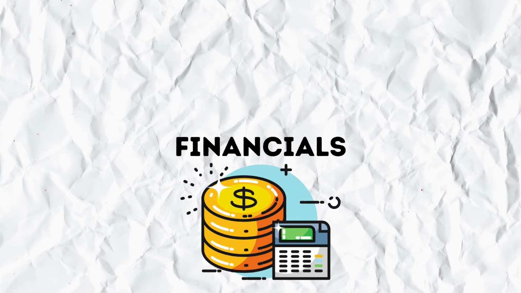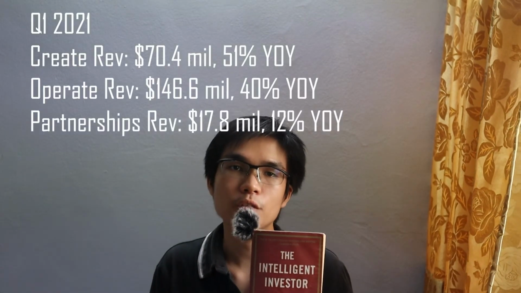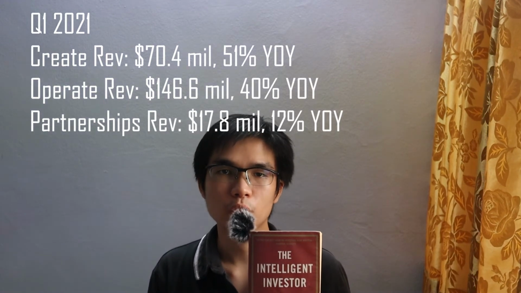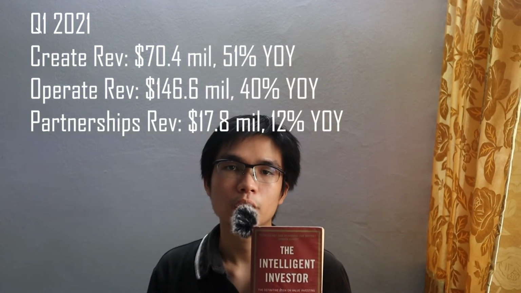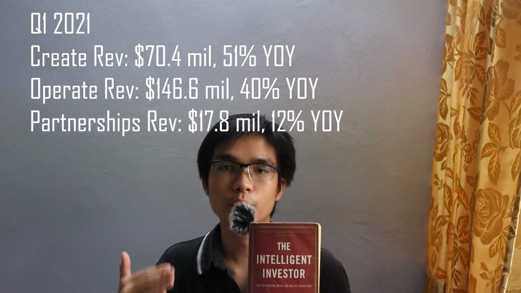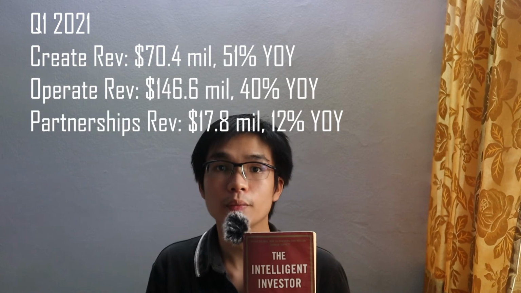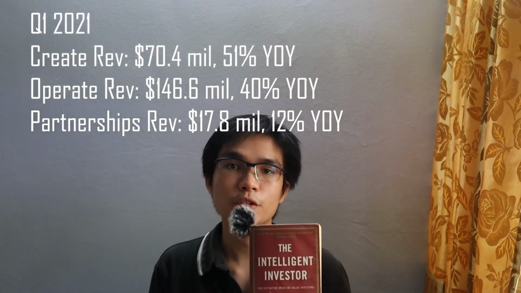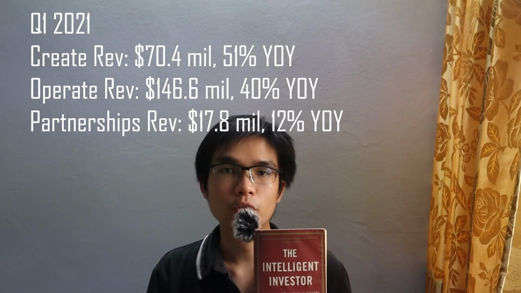Financials. Let's take a look at the Q1 2021 results. In terms of income statement, Unity has achieved $234 million of revenue. It's a whopping 41% year-over-year growth. By looking into the segments, Create Solutions, Operate Solutions, Partnerships with others, they were all at $70.4 million, $146.6 million, $17.8 million of revenue respectively. This is an increase of 51%, 40%, and 12% respectively from the Q1 of 2020.